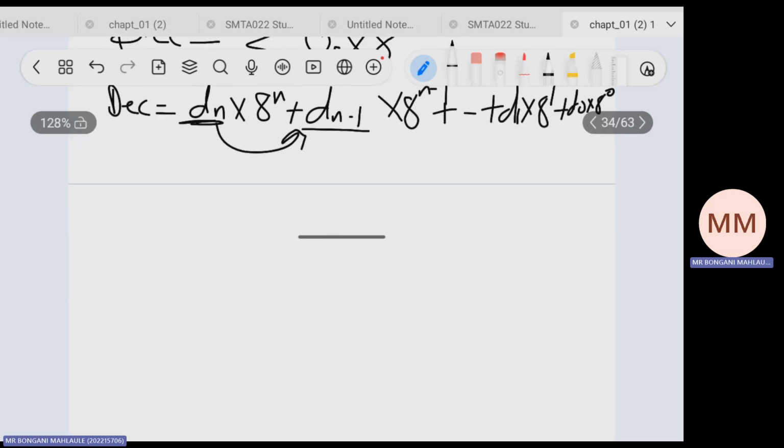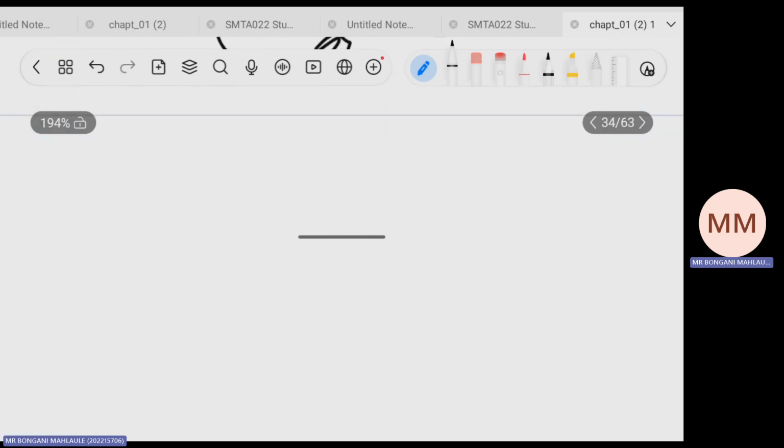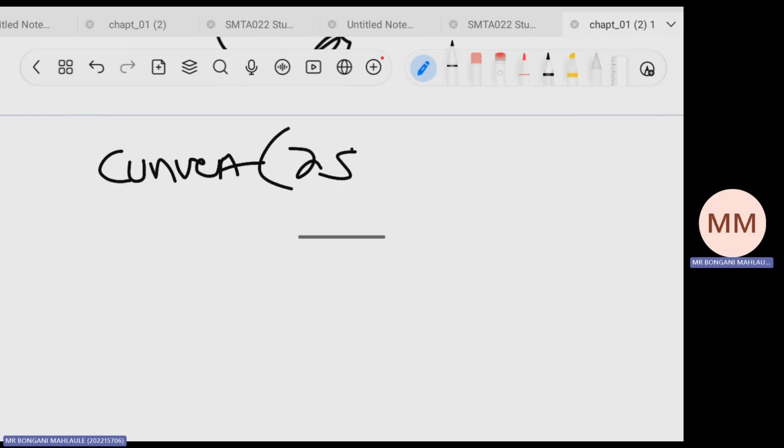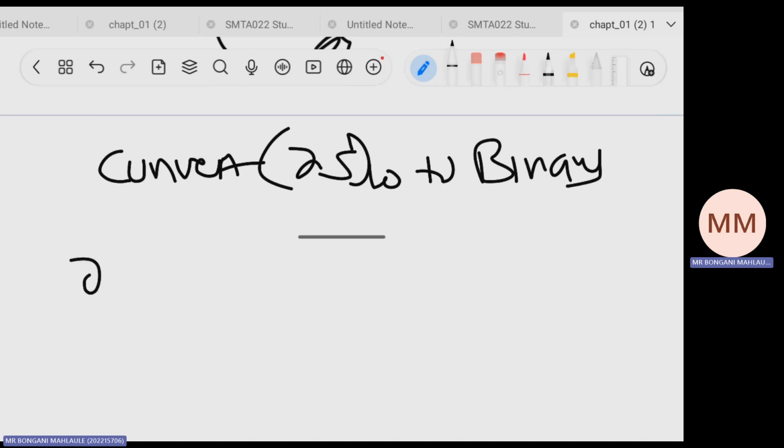So now I want us to do the conversion of 25 base 10 to binary. So you're going to divide, you get 12, and the remainder one. I think I've already done this, but let me just do it again.